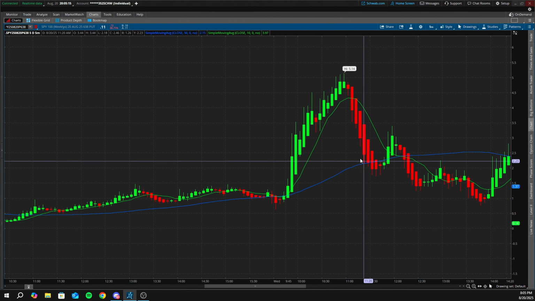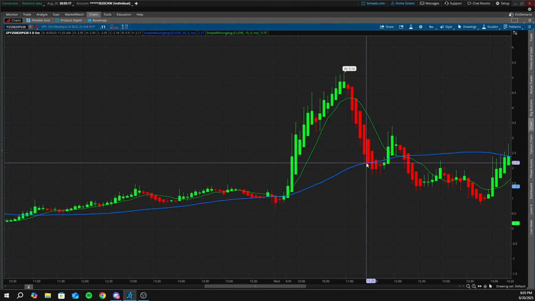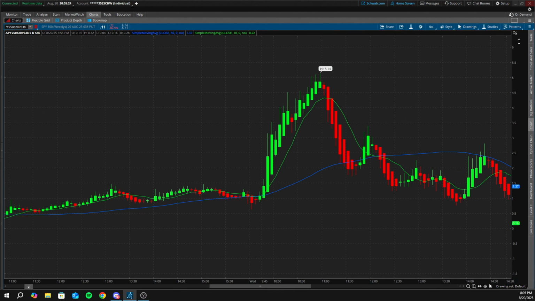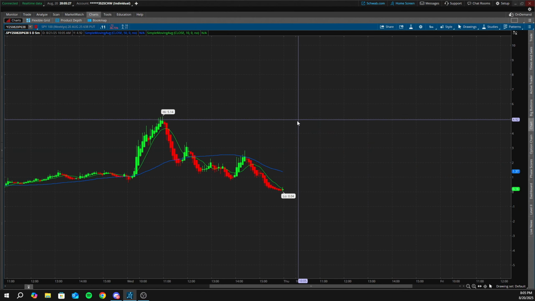So we did pull back to the 50 right here. If you would have taken a stab at this, you would have taken a little loss right there. Contracts are at 216 on the dip. They closed below at 196. That's a really small loss if you did take it. But other than that, for SPY, there's really nothing else to play.